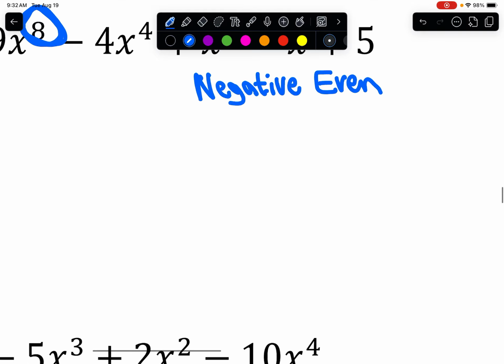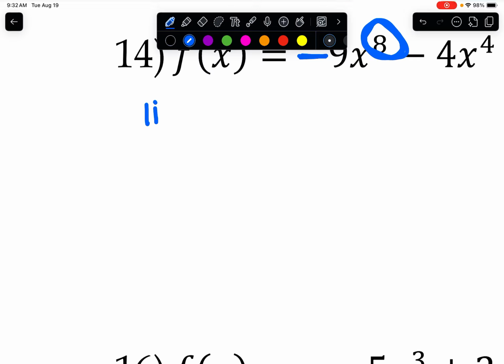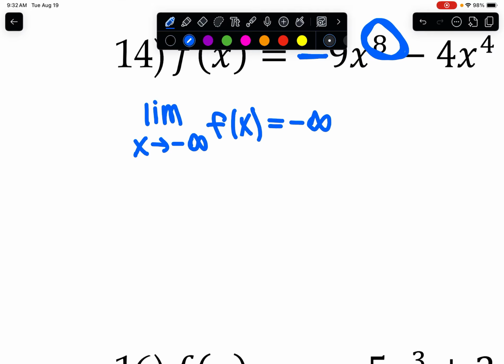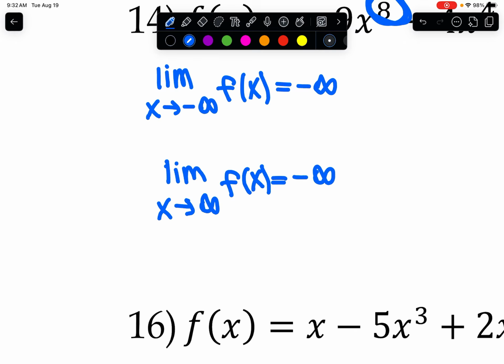So negative even, which tells me my graph would look something like this in terms of end behavior. It's going to go down and down on both sides. So your end behavior on the left side will be the limit as x is approaching negative infinity of f of x is going to equal negative infinity. And then my limit as x is approaching positive infinity of f of x will also equal negative infinity.